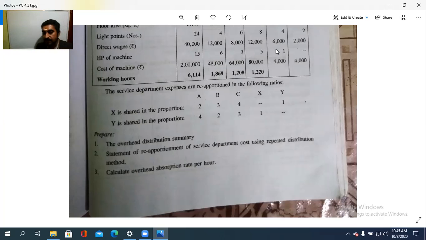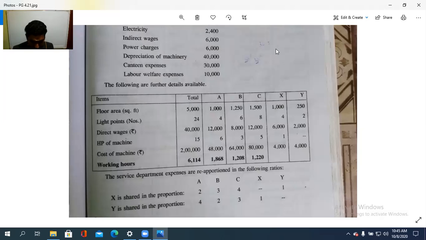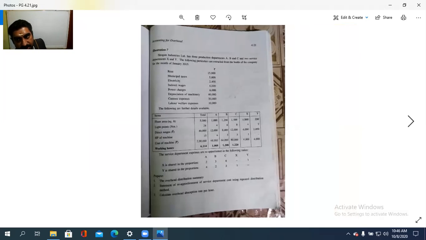So first of all, we need to prepare the overhead distribution. The above overheads are to be distributed on the below details: rent on floor area, taxes also, then electricity on light points, indirect wages based on the working hours. Then power charges on horsepower of machine, depreciation of machinery on cost of machine, then canteen expenses and labor welfare expenses based on the number of employees. So we will do that apportioning first.